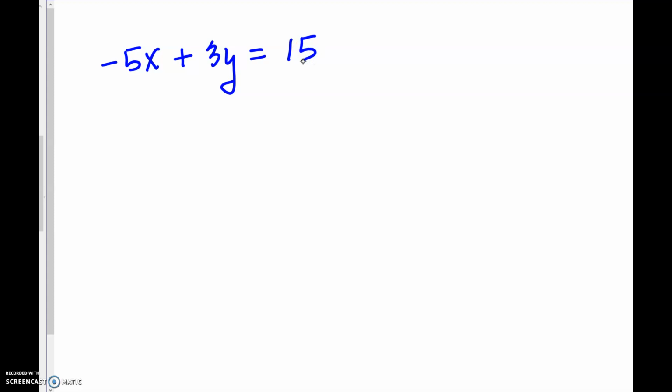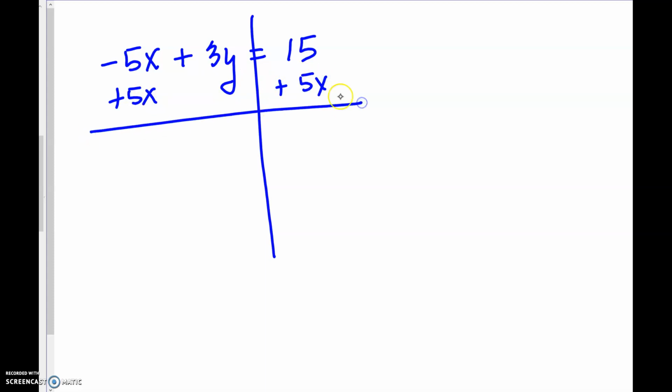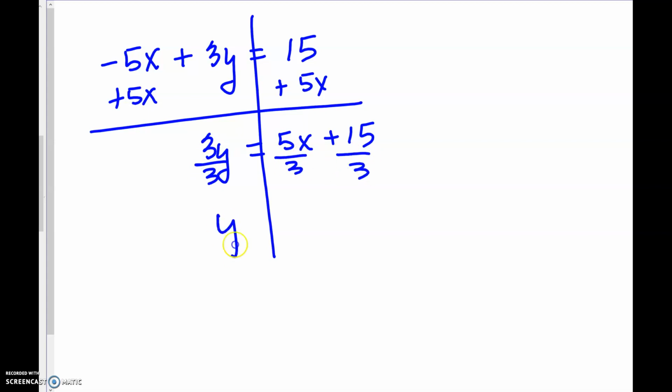All right, so we want to get y by itself. To get y by itself, I need to move this negative 5x. So I'm going to add 5x to both sides. So I get 3y equals. Now, what order am I going to write this in? I'm going to write 5x plus 15. Now I have a 3 in front of the y, so I'm going to divide everything by 3. So y equals 5/3 x plus 5. So the 5 is my y-intercept, and the 5/3 is my slope.